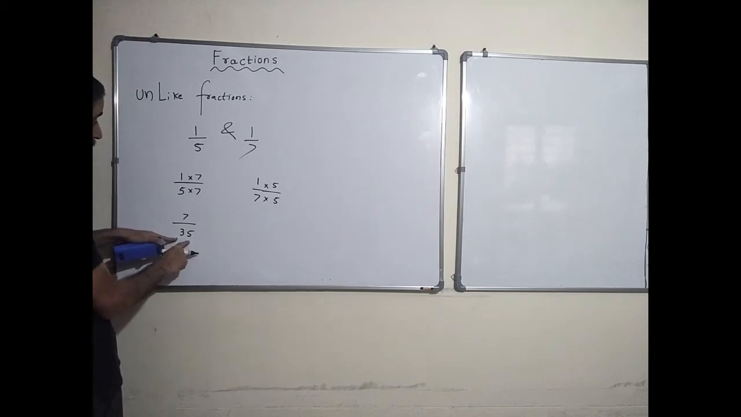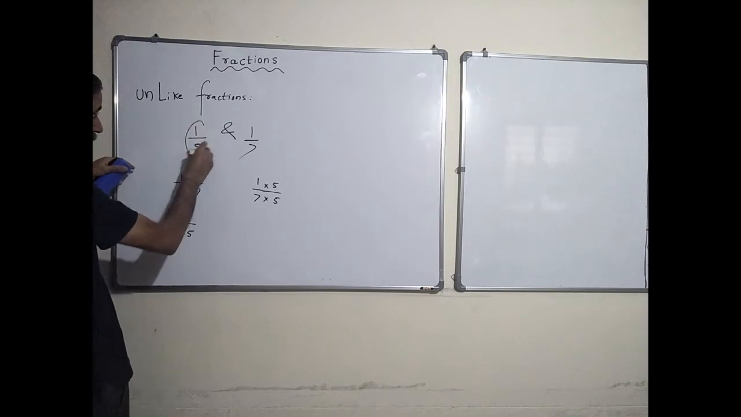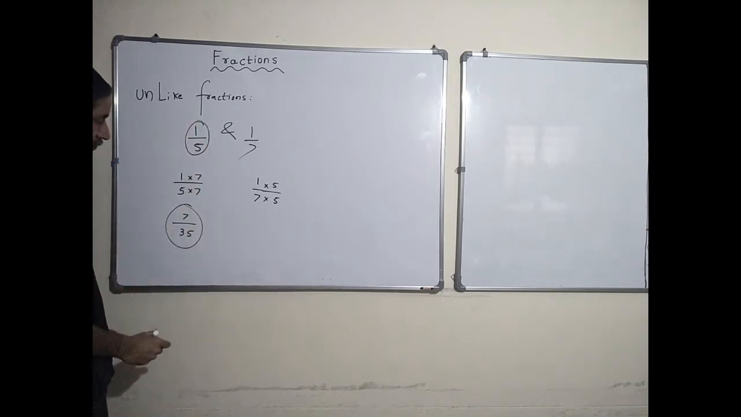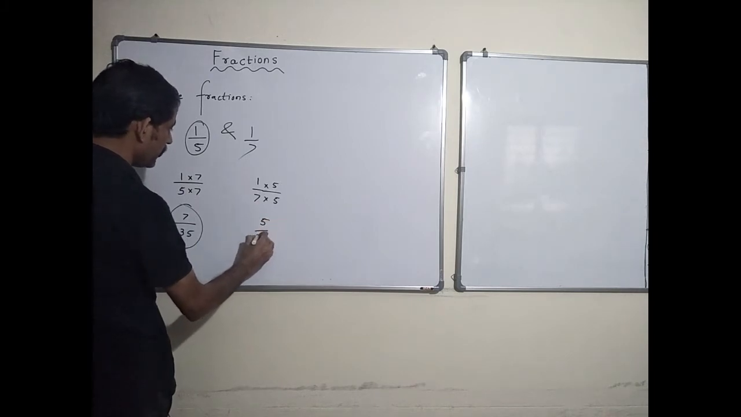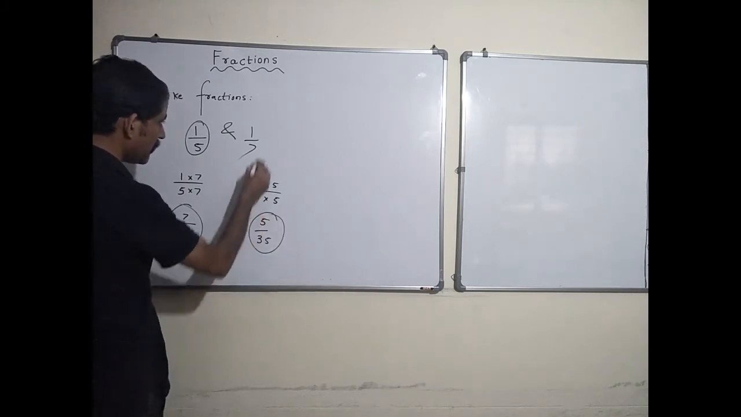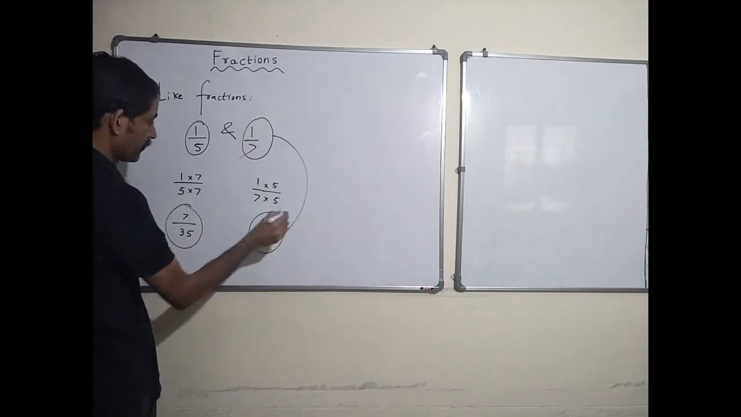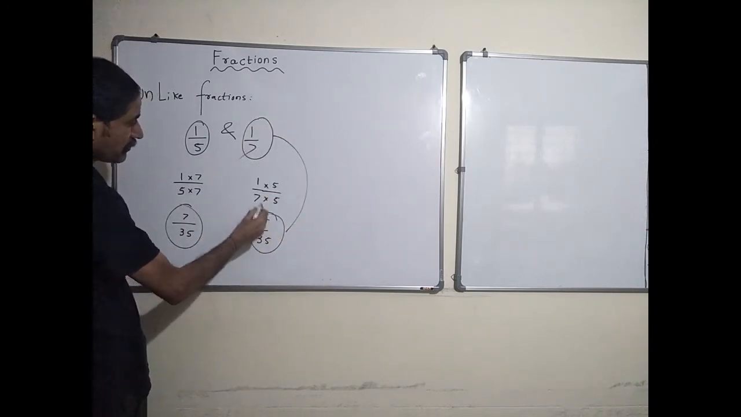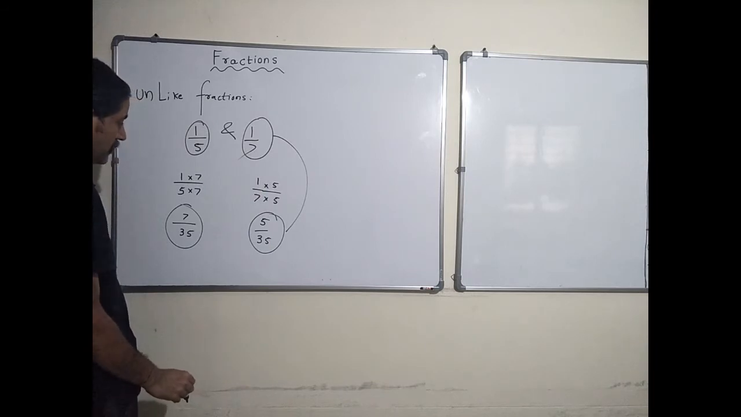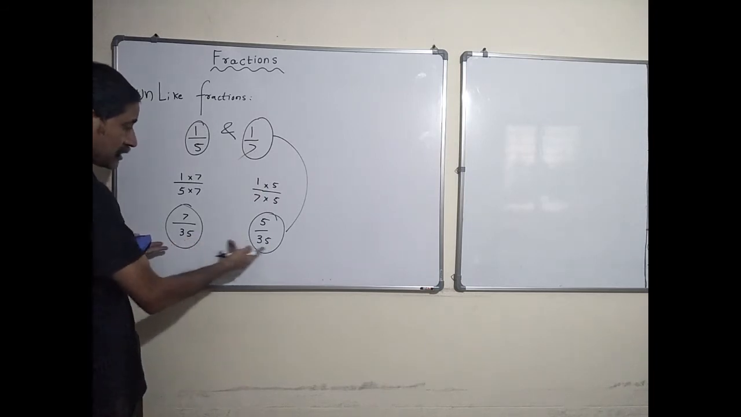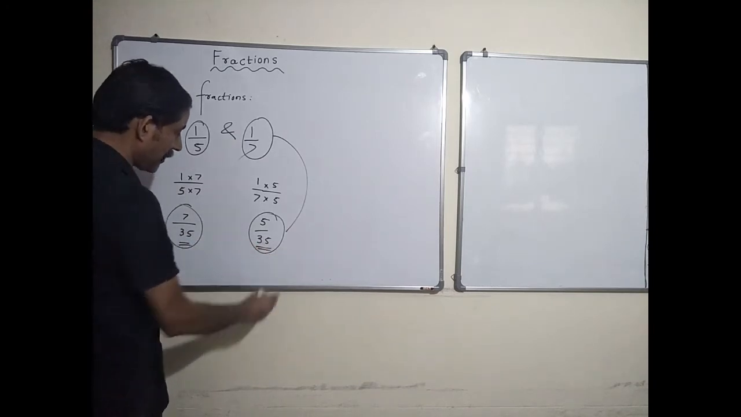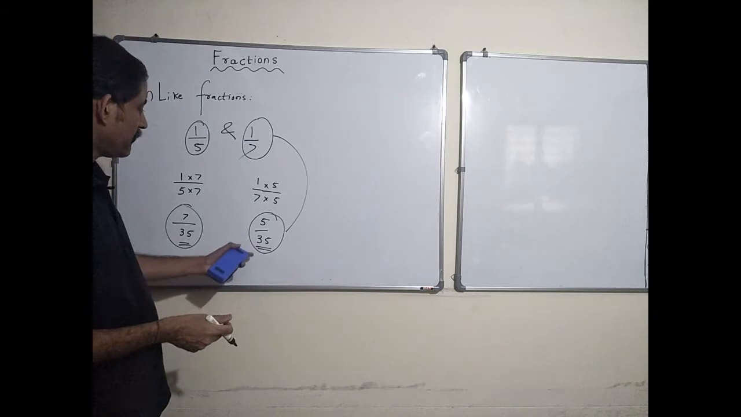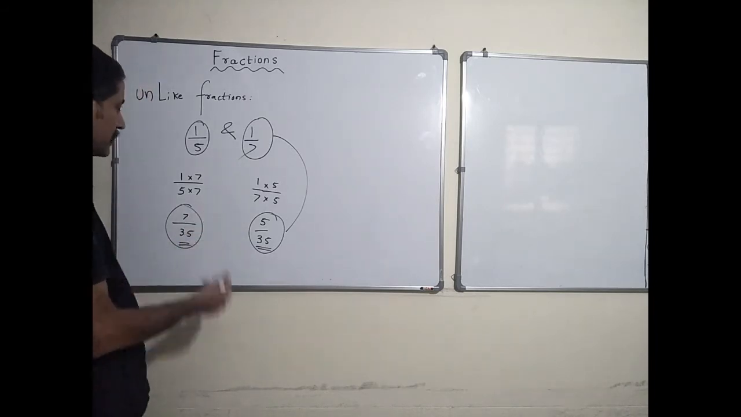If you see, the value is still 1 by 5. 7 ones are 7, 7 5s are 35. I have not changed the value. They both are the same value-wise. And this is 5 by 35. Again, this value and this value are the same. 5 by 35 is nothing but 1 by 7. And if you see, both these fractions are now like fractions. The denominator is the same. So unlike fractions, I have made into like fractions.